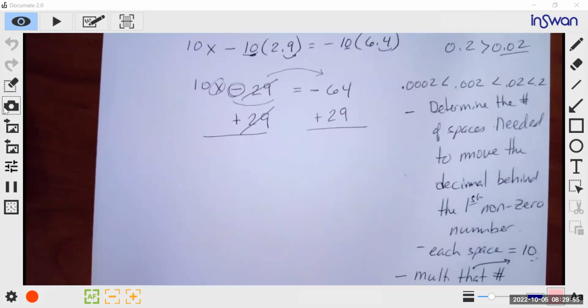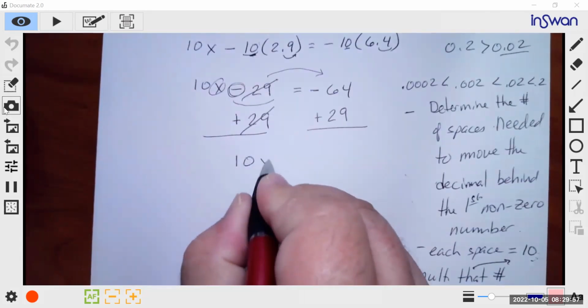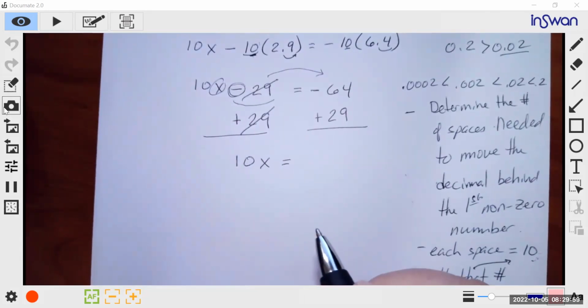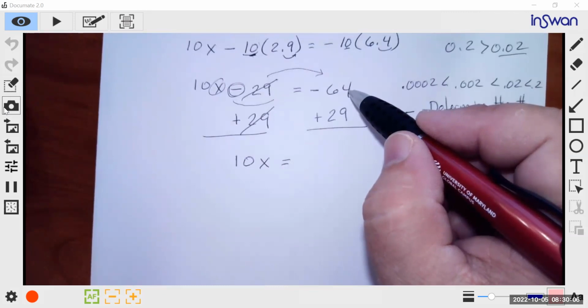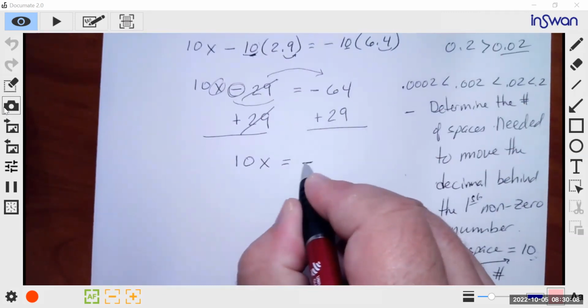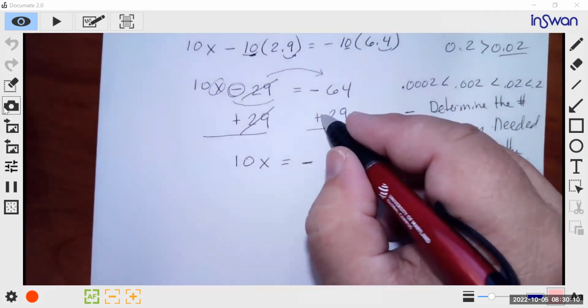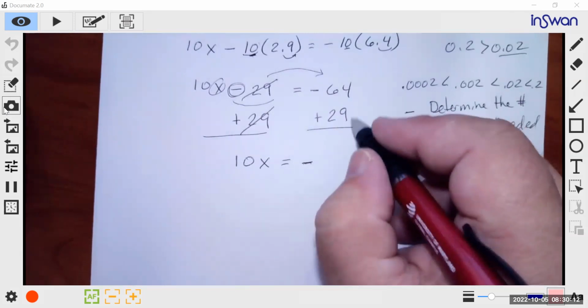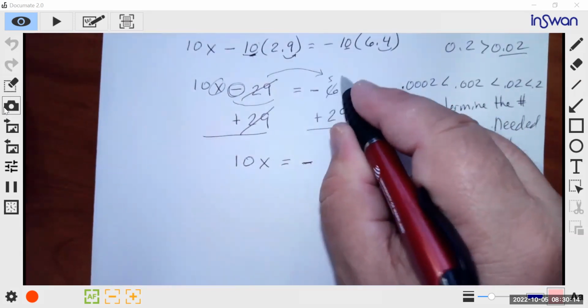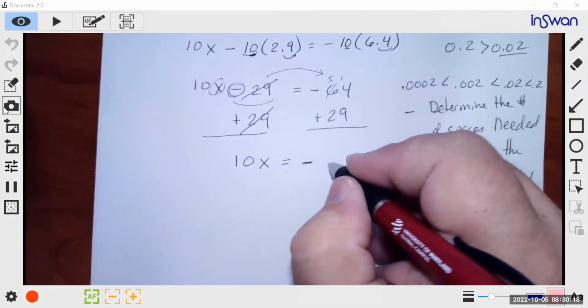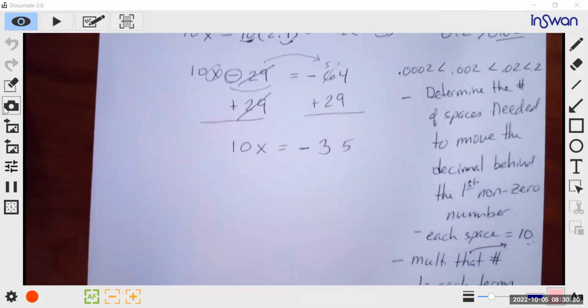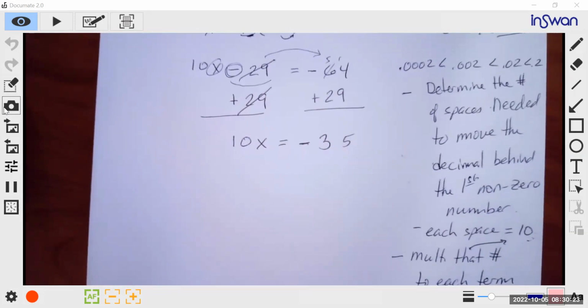Negative 29 and 29 cancel. So I have 10x equals. Since the signs are different, take the sign of the larger number, which is 64. The answer should be negative. 64 minus 29 is negative 35.